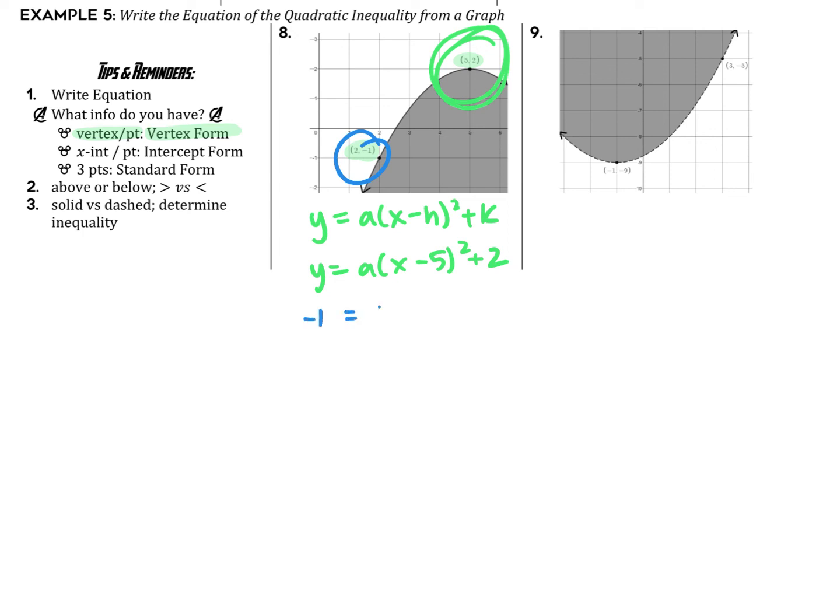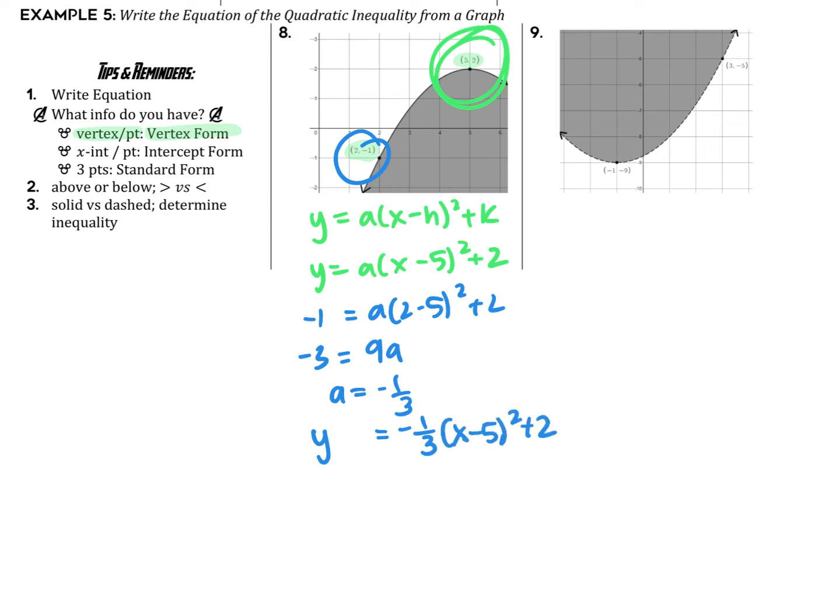So negative 1 equals a times (2 minus 5) squared plus 2. If I subtract 2 on both sides, negative 3 is going to equal negative 3 squared times a, so 9a. So a is going to equal negative 1/3. So I'm going to leave a spot for my equal sign because I need to figure out what inequality this is. But the rest of my vertex form is here. I said I was going to leave a spot, and then I wrote an equal sign anyways.